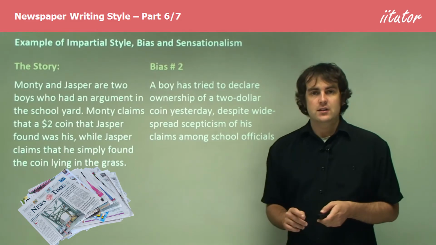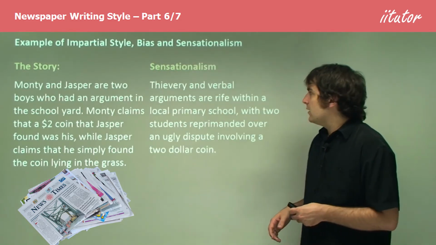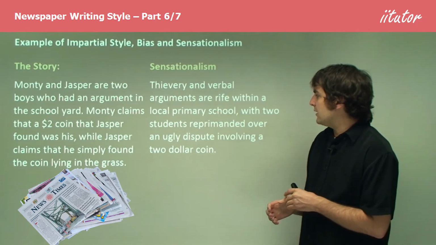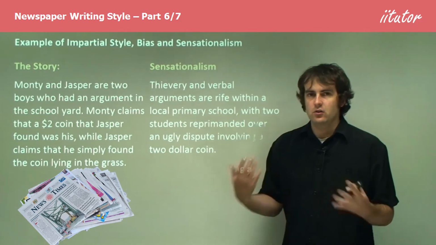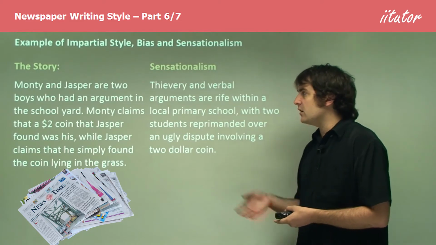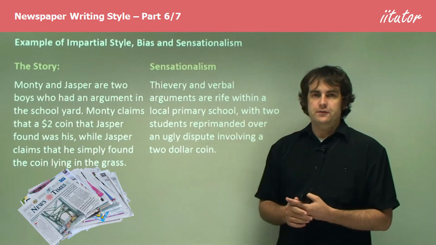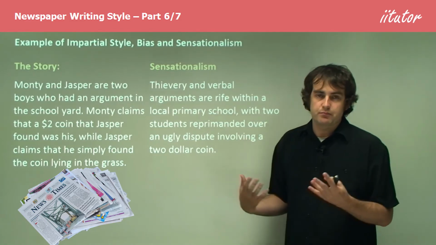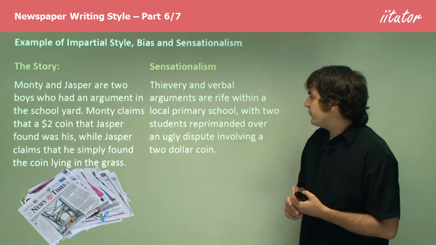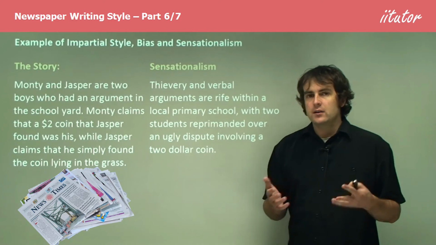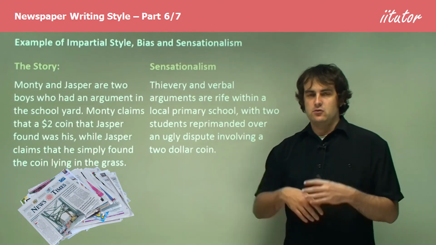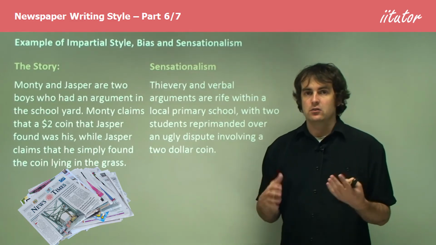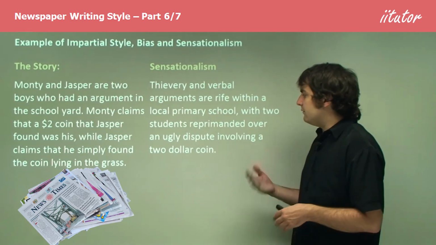Finally, let's be sensationalist, and this is always the fun one. Thievery and verbal arguments are rife within a local primary school, with two students reprimanded over an ugly dispute involving a $2 coin. Okay, so we've now gone completely for the over-the-top argument, and yet this happens a lot. It takes one case and blows it up to say that it's rife, that it happens all the time, because this is obviously a classic normal case of it happening, an ugly dispute.